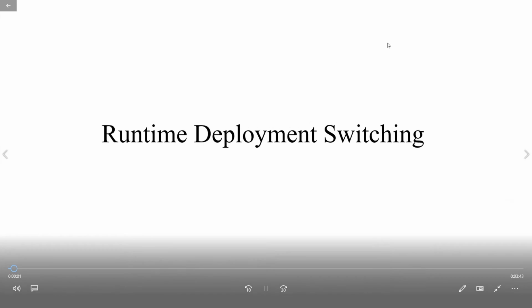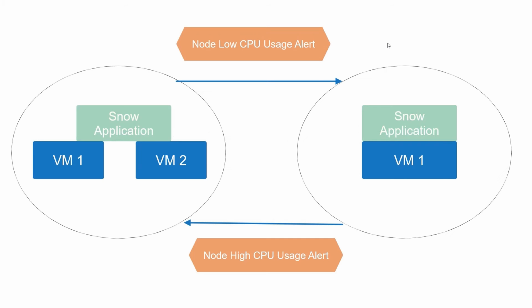In this demo, we show switching between deployment variants in response to resource usage alerts. We consider two deployment variants for the Snow application, 2 nodes and 1 node. If the CPU usage in the host node is low, the default 2 nodes deployment is moved to the 1 node deployment. When the CPU usage becomes high, the 1 node deployment is refactored back to the 2 node deployment.